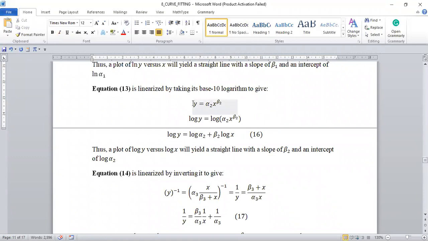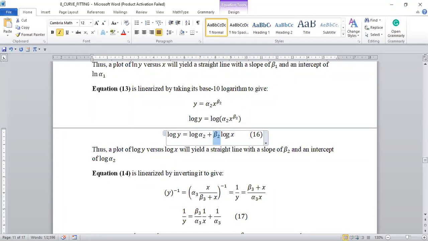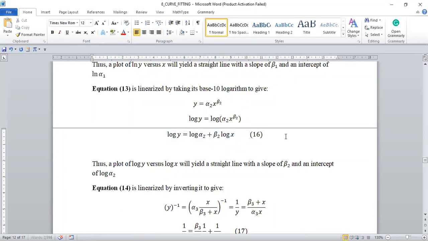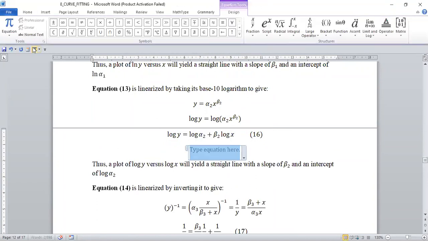So in order to linearize it, we are going to take the base 10 logarithm of both sides of the equation. So this is a power equation. Taking the logarithm of this, we arrive at this. Then simplifying, the logarithm of this is given by beta 2 log x. So we've been able to linearize it, because this particular equation, equation 16, is similar to y is equal to mx plus c, where y is given by log y, then m is given by beta 2, then c is given by log alpha.